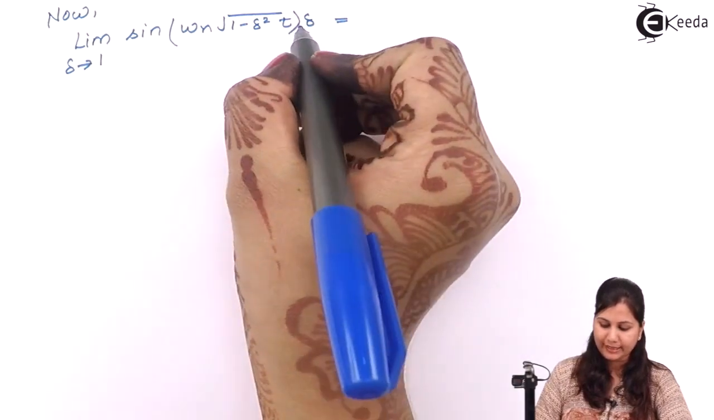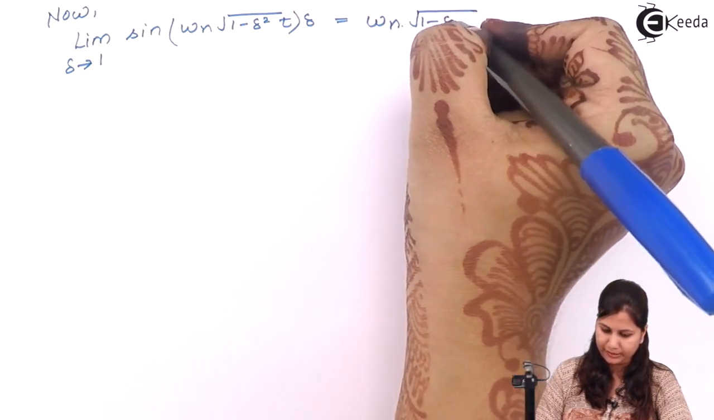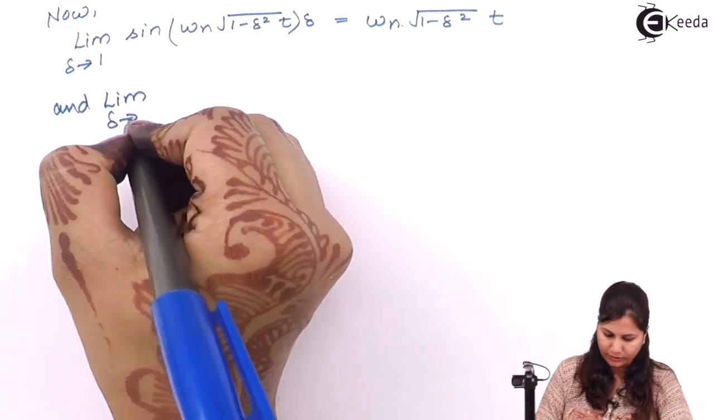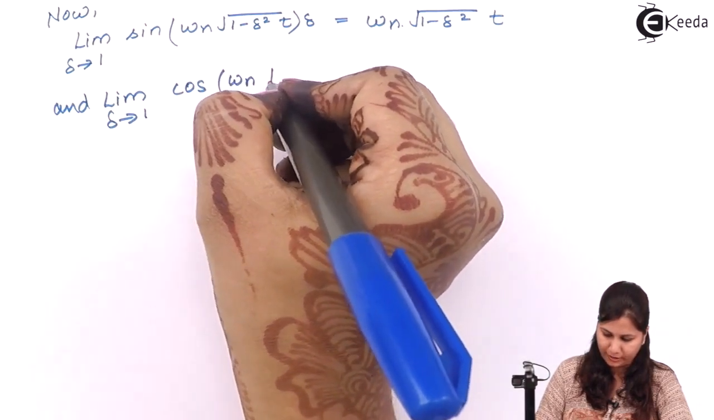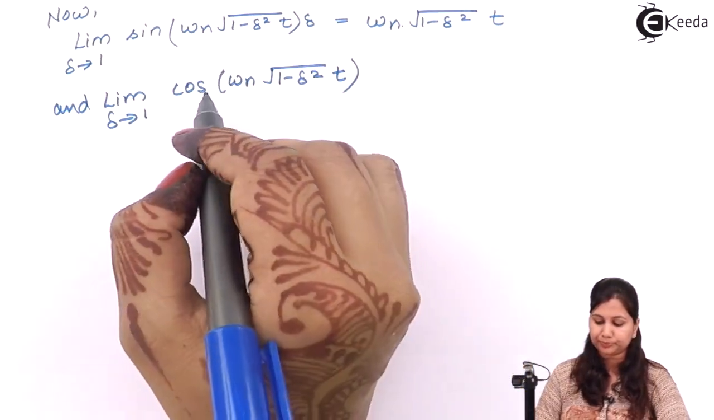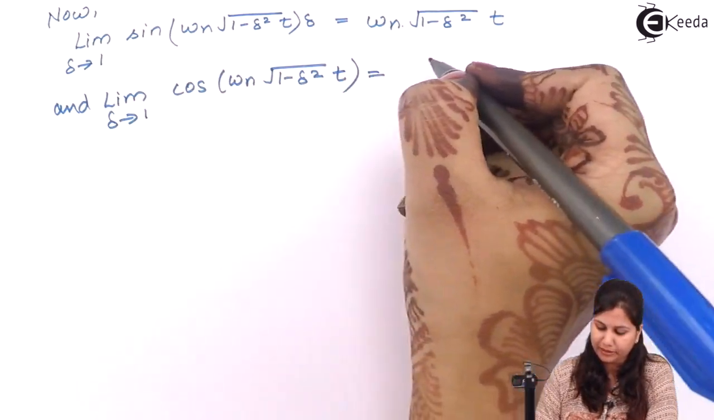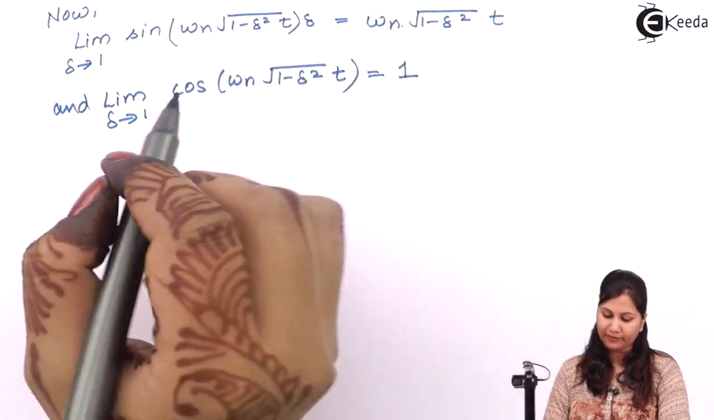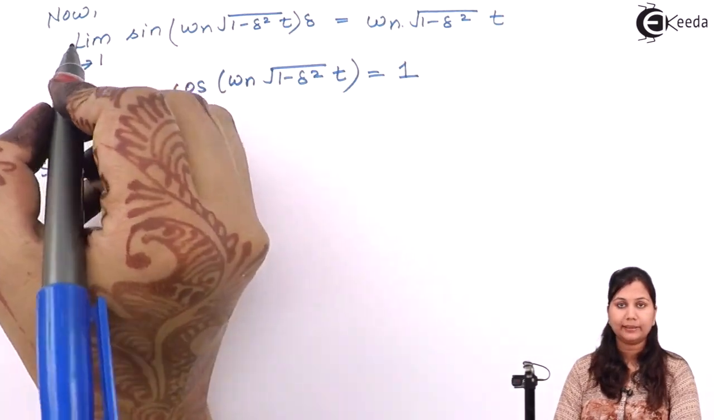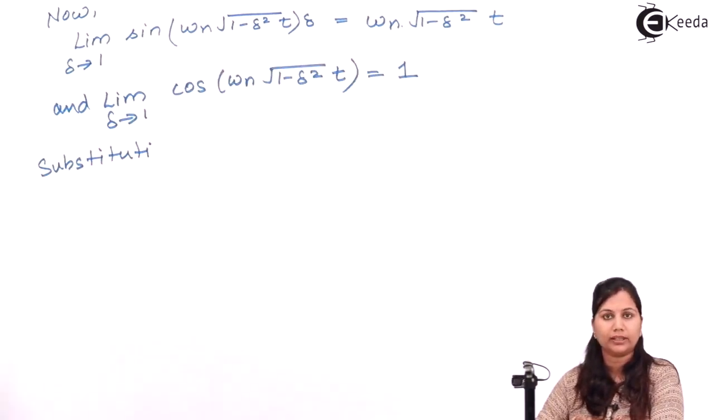So here delta is tending towards 1, so it will be equal to omega n under root of 1 minus delta square t. Okay, and this limit, if we apply on the second term of cos omega n under root of 1 minus delta square t, when delta is tending towards 1, this limit will become 1. We have applied limits separately on the sine term and the cos term. Now we will substitute these limit values in the output equation.